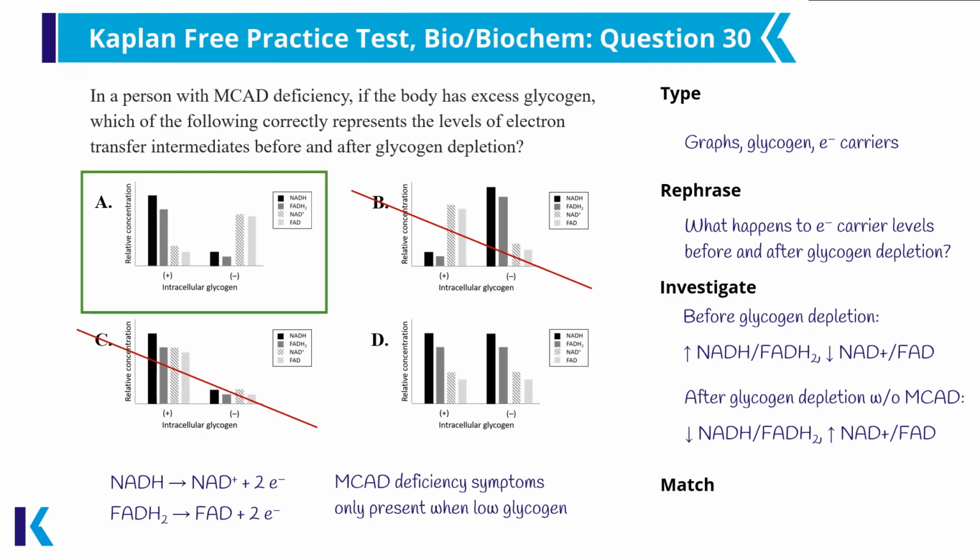D is what I think would happen with someone who has normal MCAT. The levels of NADH and FADH2 should remain relatively the same before and after glycogen depletion, since fat metabolism does a pretty good job of keeping the energy levels high.